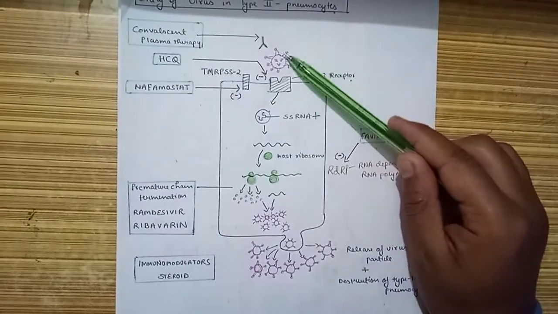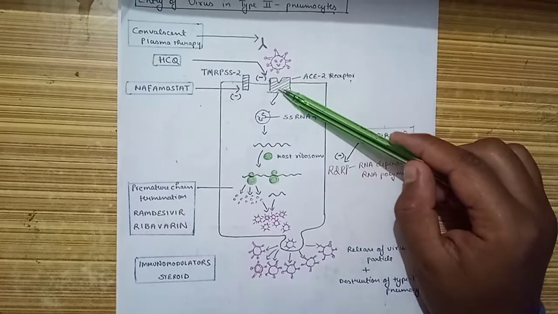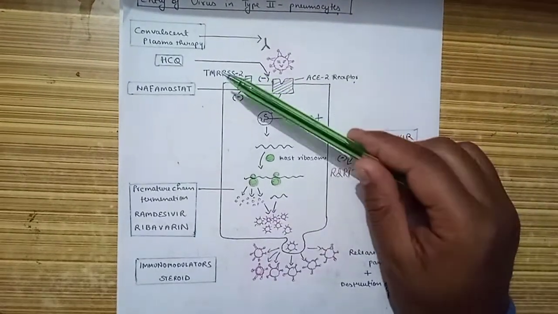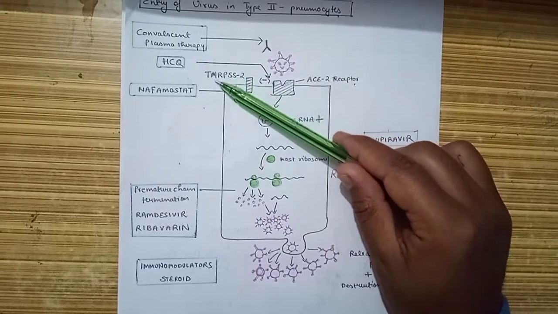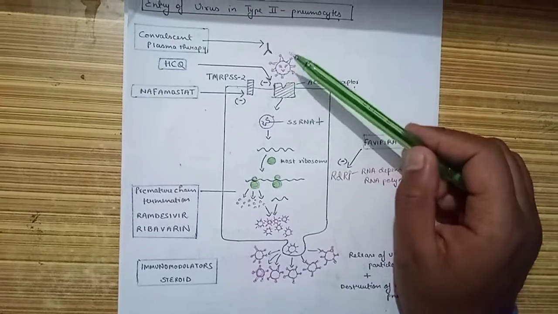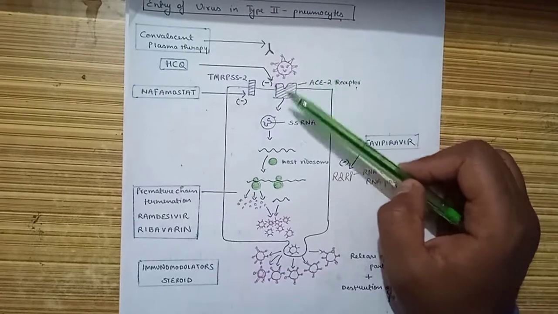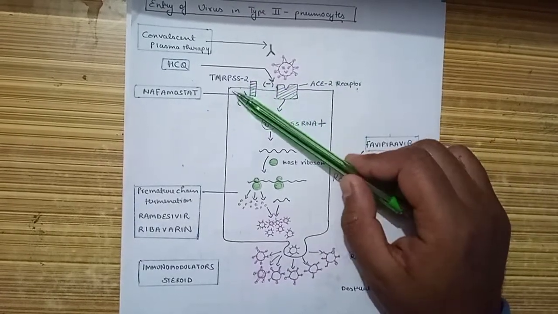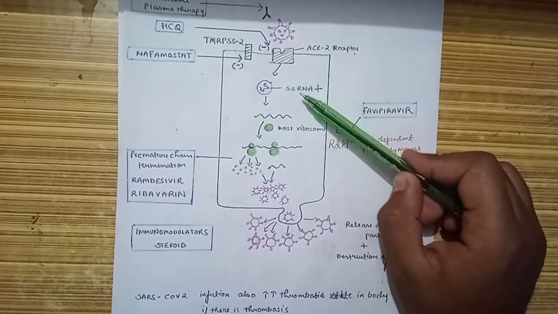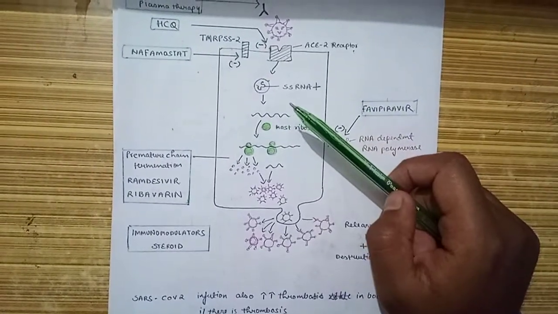So this is a magnified view of our type 2 pneumocytes. Here the SARS-CoV-2, through its spike protein that has a receptor binding domain, binds to the ACE2 receptor. Plus there is a transmembrane regulatory protein, TMPRSS2, that helps in fusion of this virus to the host cell, that is the type 2 pneumocyte. After this fusion, with the help of the ACE2 receptor, TMPRSS2 and the spike protein, the single stranded RNA genome of the virus, a positive sense RNA, gets inside the type 2 pneumocyte.